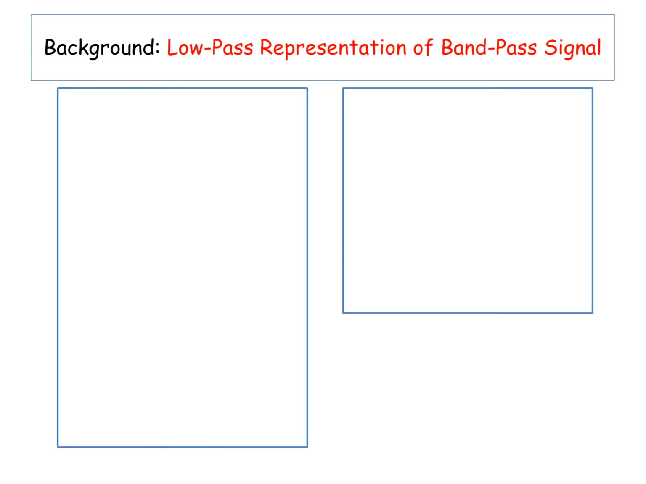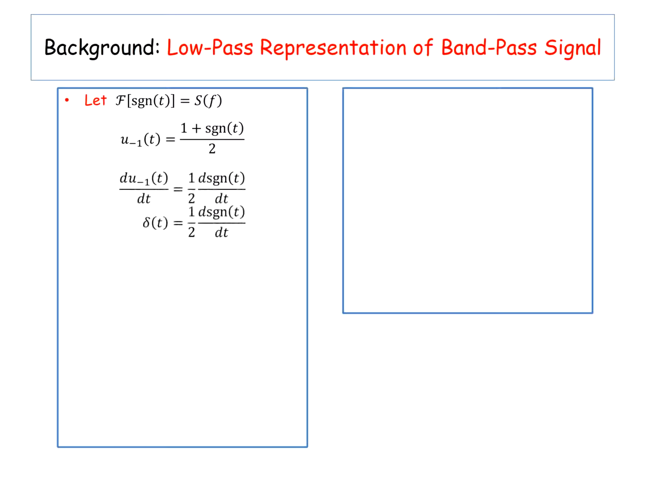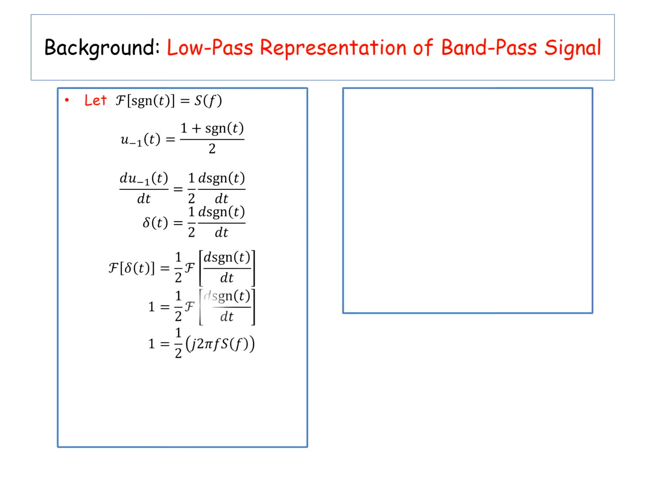In the next several slides, various forms of the low-pass representations will be developed rigorously. Let us start developing the Fourier transform of the signum function. Denote this transform by S of f. By using the signum function, the unit step function is expressed here. The derivative of both sides is taken. Then the Fourier transforms are given. Consequently, the Fourier transform of the signum function is found.